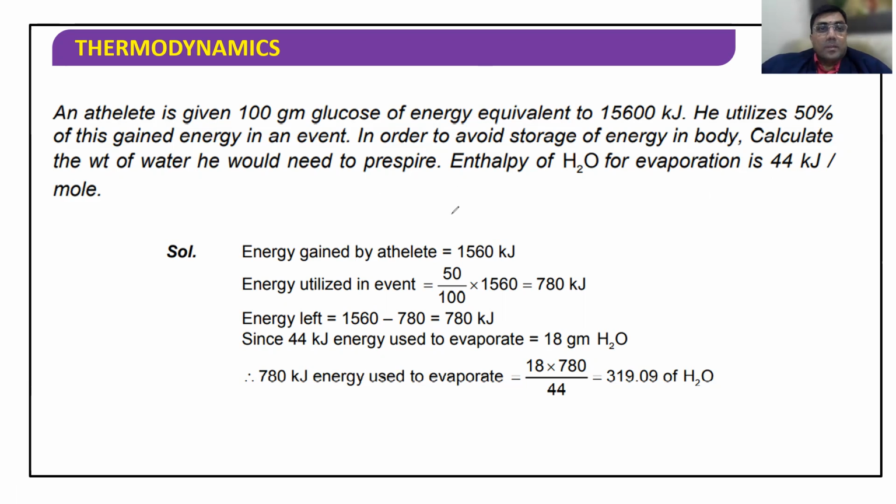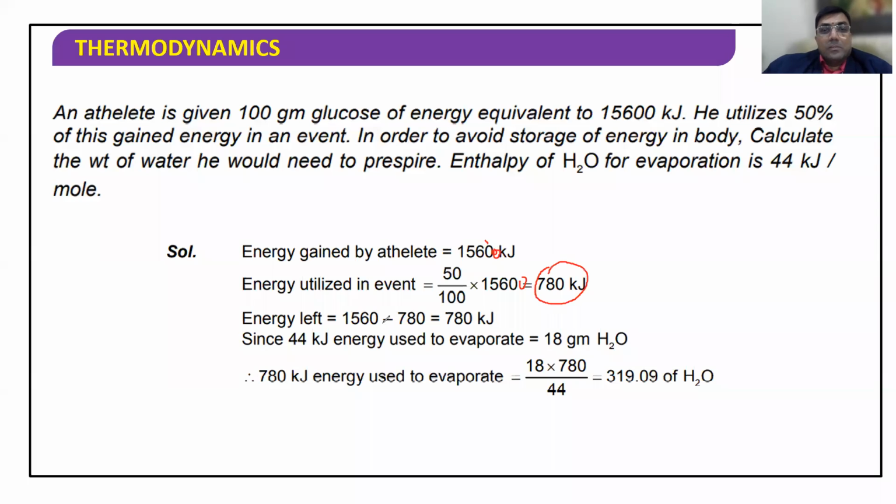Let us see. So energy gained by the athlete is how much? 15,600 kilojoules. His mistake is there. It is 600. So one more zero is there. Now, in this energy, after consuming 100 grams of glucose, this much energy he got, but he used only 50% energy, right? Yes, sir, 50%. So 50 by 100. That is 780 kilojoules. He got it.